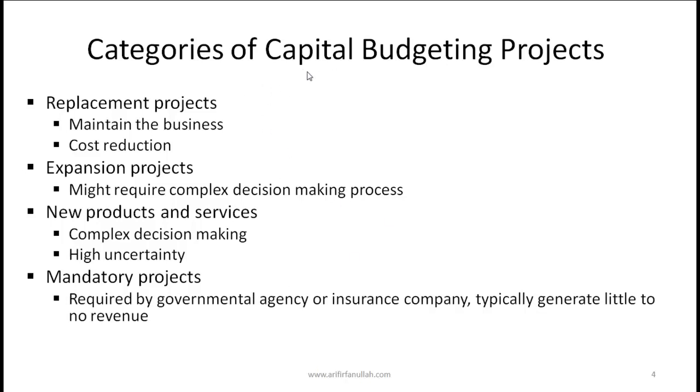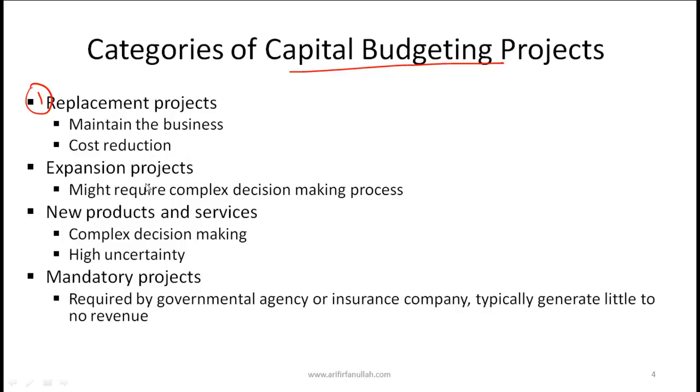There are different categories of capital budgeting projects. Number one, replacement projects. If we are running a given machine and that is getting old, replacement of that machine would come in this category. Replacement projects are necessary because we want to maintain our business. We might also do a replacement project as a cost reduction exercise. Say a given piece of equipment has become very expensive to maintain. Changing it for another more efficient piece of equipment would be a cost reduction exercise.